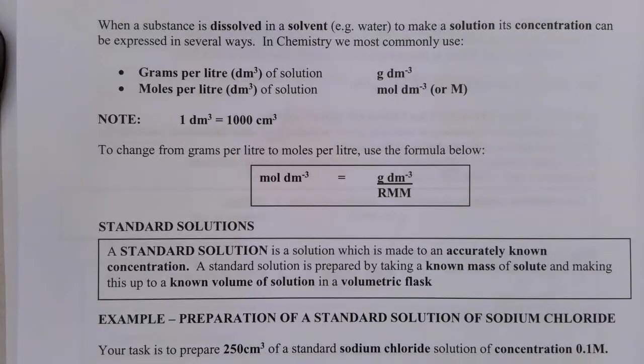So we need to get used to using these equations and being able to rearrange them. We use them to make up something called a standard solution. A standard solution is one where we know the concentration to a high degree of accuracy. And in class, you're going to make up a standard solution of sodium chloride. I'm just going to go through the calculations that you need to be able to do that.